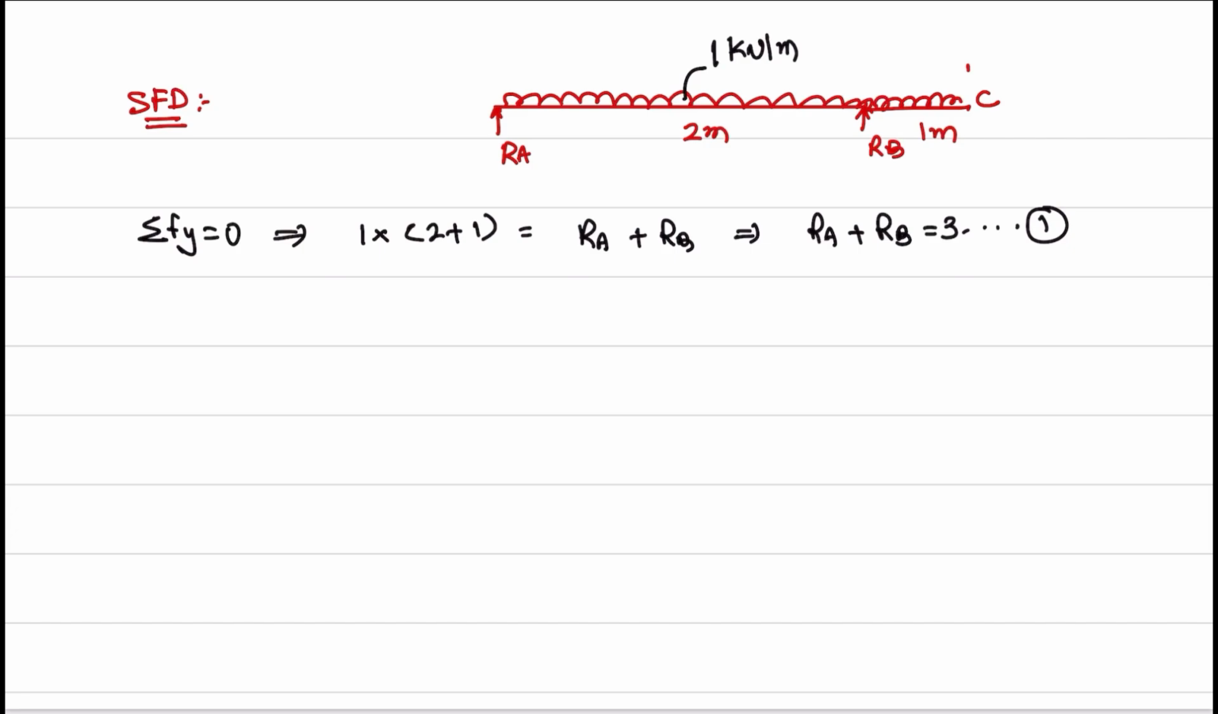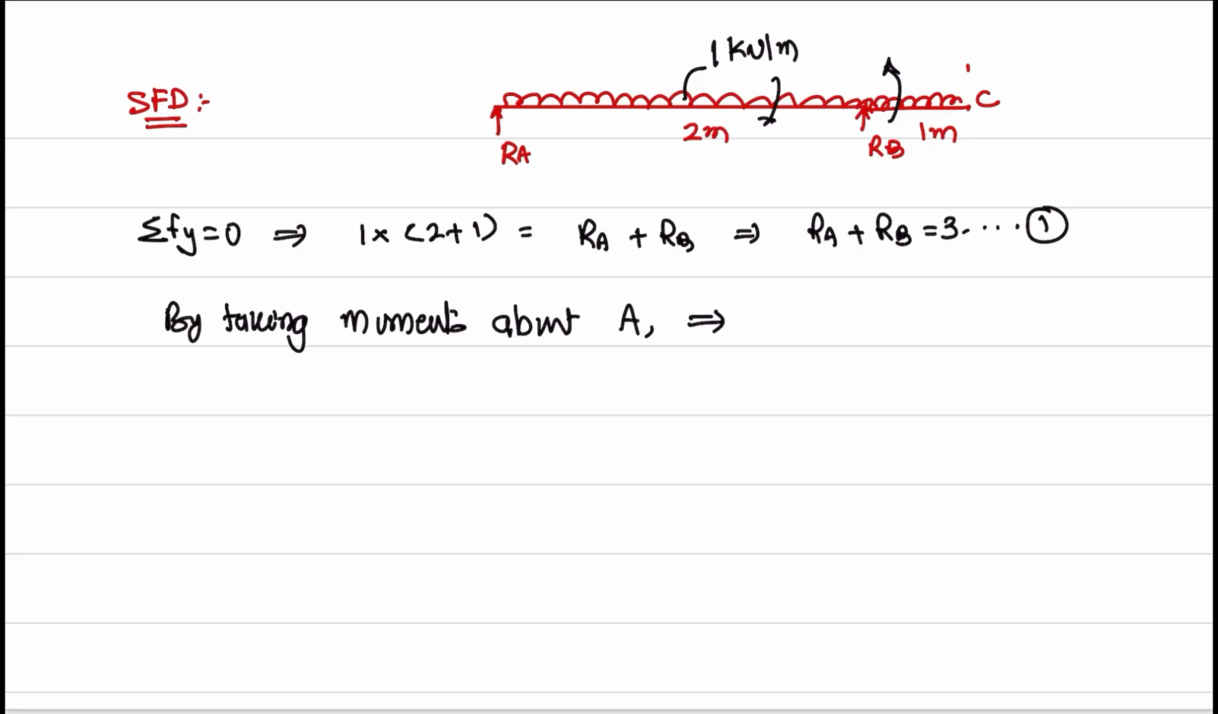For finding the support reactions, by taking the moments about the point A, this RB moment about A will be acting like this, and this UDL moment will be acting like this. Both are acting in the opposite directions. So that the UDL moment is equal to the reaction force B moment about A.